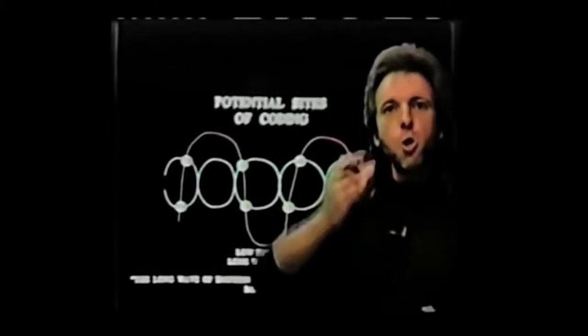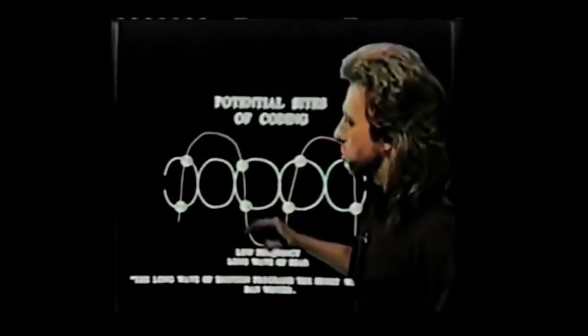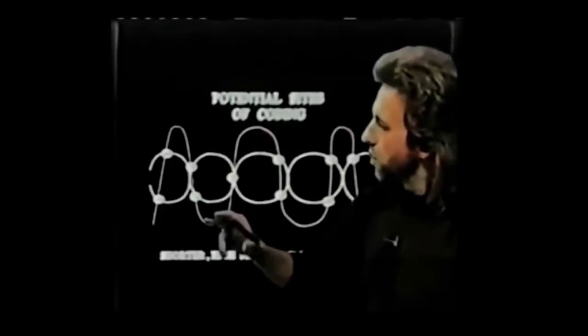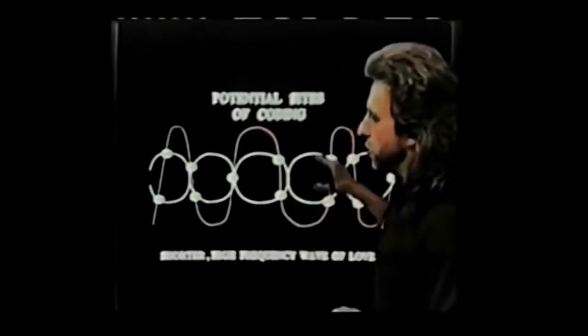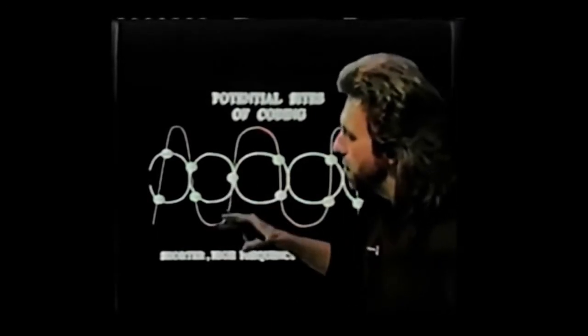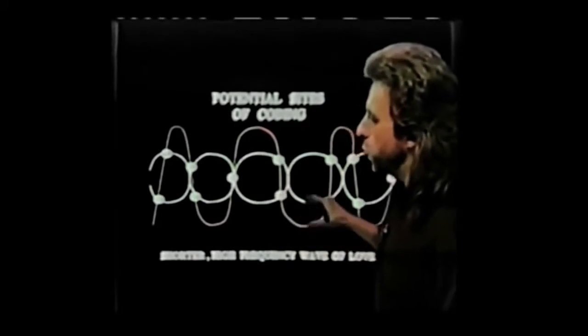Well, fear is a long, slow wave of emotion. So this wave of fear is a long, slow wave and touches relatively few sites on this DNA. So an individual living in fear is limited to the number of antennae that they have available to them. Whereas an individual living in the pattern of love, this is love in DNA. You can see it's a higher frequency, shorter wavelength. We have many more potential sites for coding along that genetic pattern.